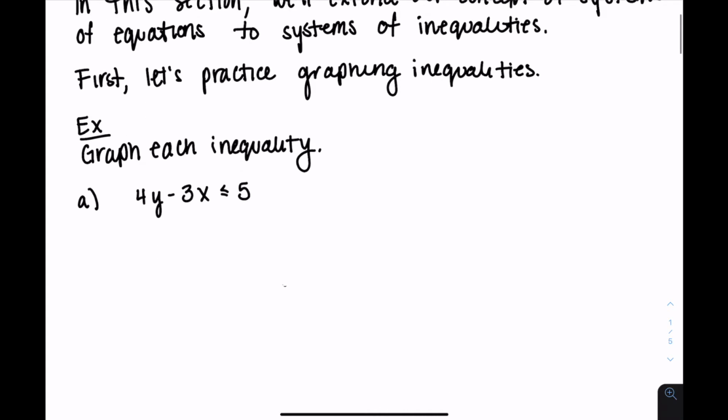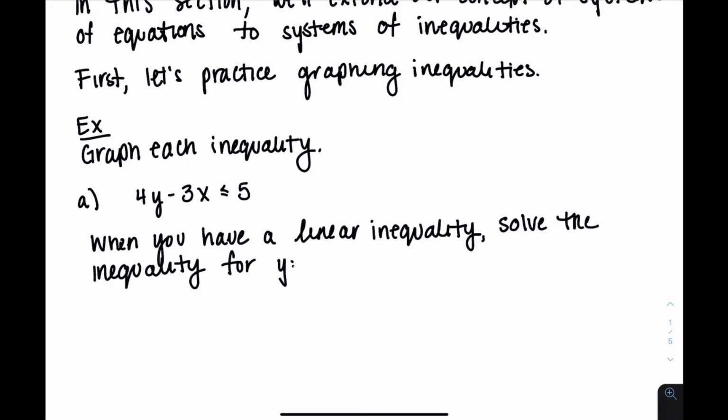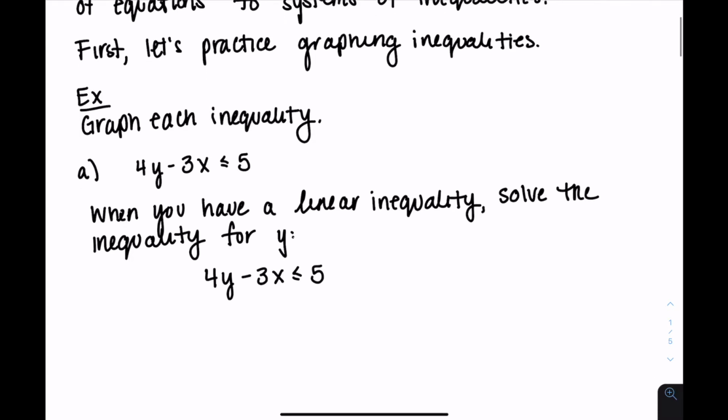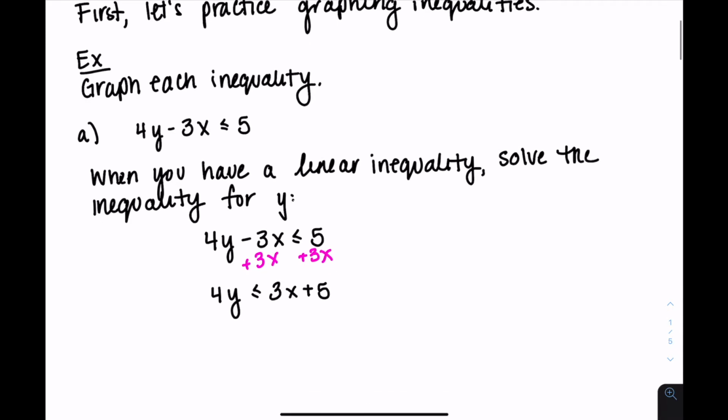So let's start with the inequality 4y minus 3x is less than or equal to 5. In this case, it's linear because the x variable and the y variable are both to the first power. So we're going to solve this inequality for y instead. I've got 4y minus 3x. I'm going to solve for y by adding 3x over, and that's going to give me 4y is less than or equal to 3x plus 5.